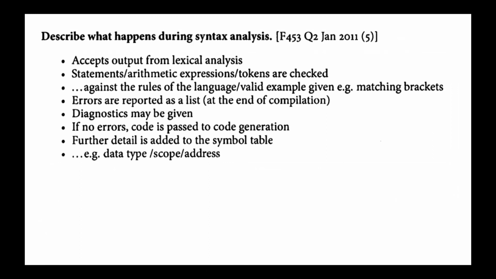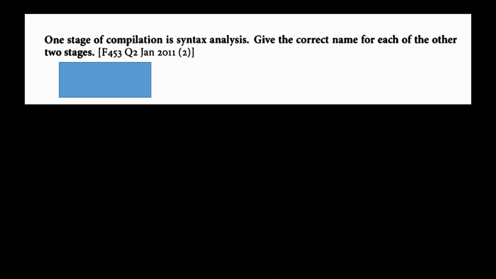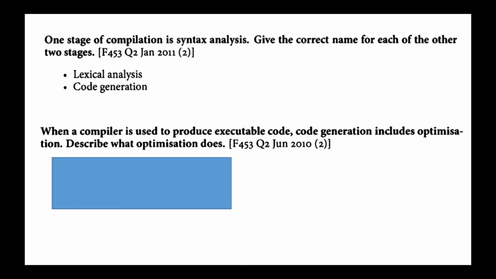So the next question is: one stage of compilation is syntax analysis. Give the correct name for each of the other two stages. We have seen them before; they were mentioned in the previous question. See if you can have a go at this. So let's just have a look at the answers. There's syntax analysis, and when a compiler is used to produce executable code, code generation includes optimization.